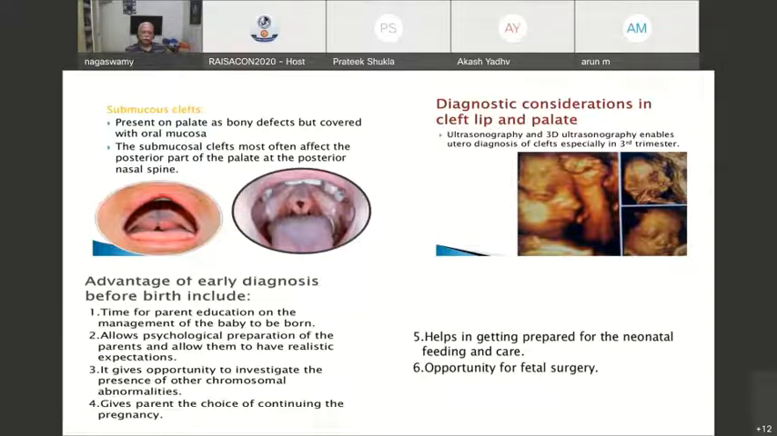In fact, so many papers were presented a long time back. In Paris, they tried to correct a lip defect in the fetal life itself, intrauterine, like an EXIT procedure. They have tried correcting it in the intrauterine life itself.